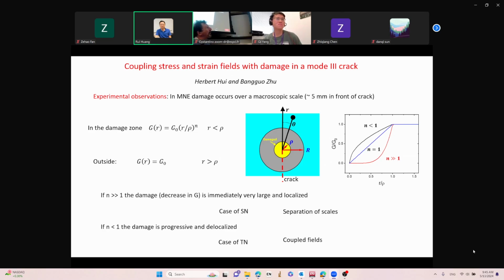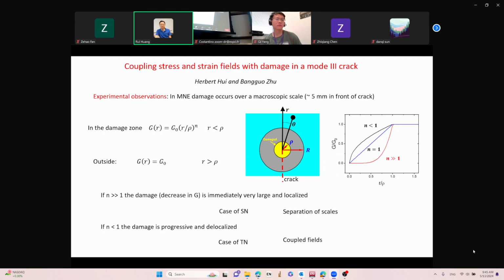The n much larger than 1 here is the case of the regular network, where the damage comes very fast and goes to 0 over a very small region. This is normalized, but rho is also very small for the single network. Now, for the double network, for the MNE, the damage is much more progressive. You first have small damage before it becomes catastrophic.